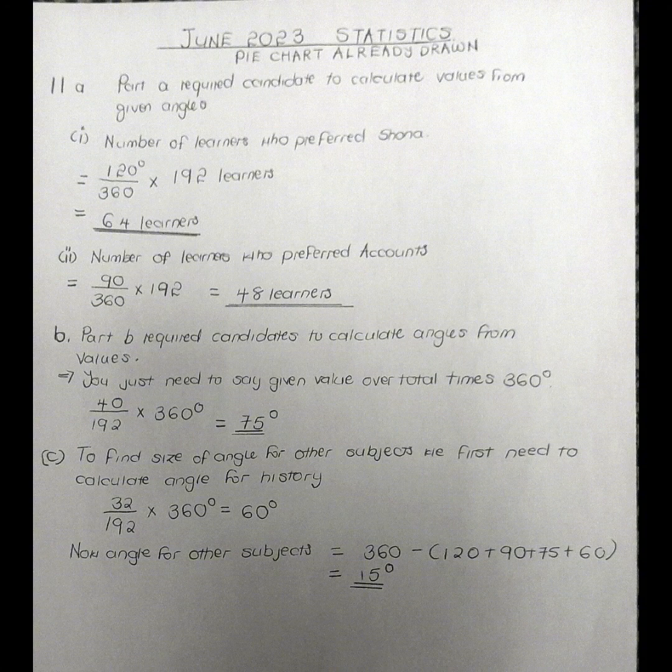And then now to find the angle for other subjects, we say 360 minus 120 for Shona, 90 for accounts, 75 degrees for commerce, and 60 degrees for history.